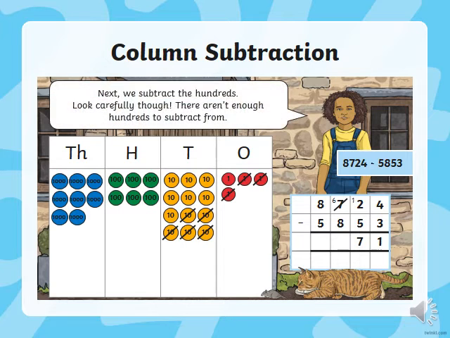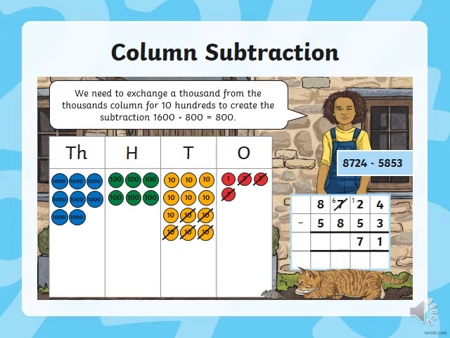We've got 600s and we need to take 8 of them away. We can't do that, can we? So we're going to need to knock next door to our thousands, and we're going to have to say to the thousands, can we please exchange one of your thousands for 10 hundreds? Because remember, 10 hundreds makes 1,000.